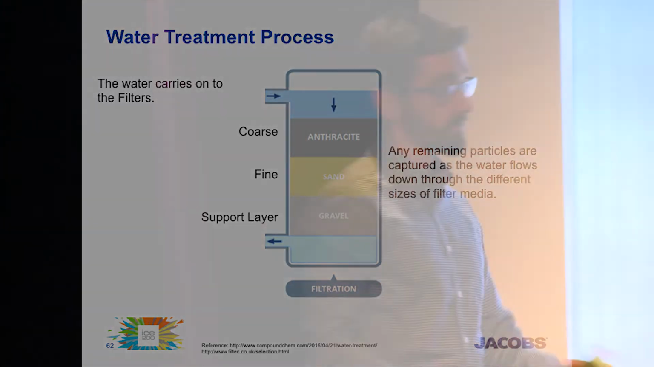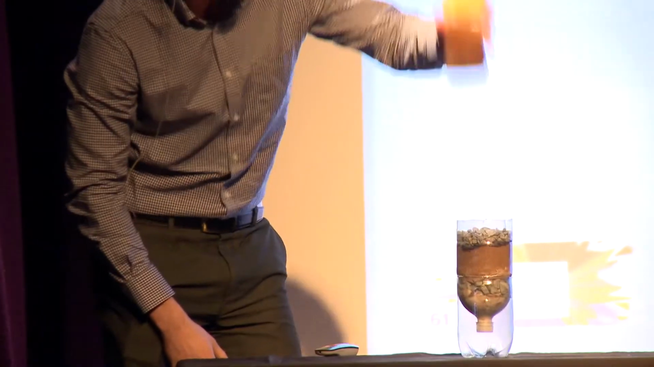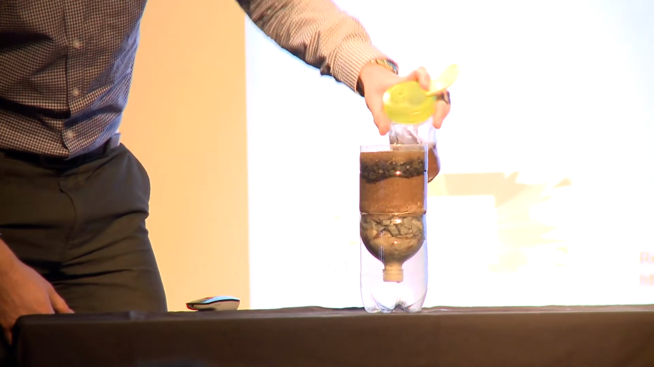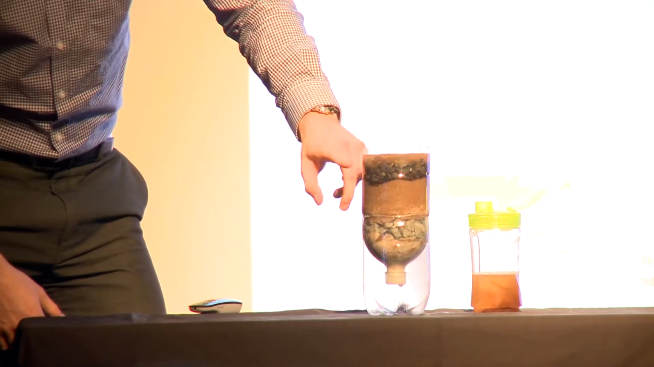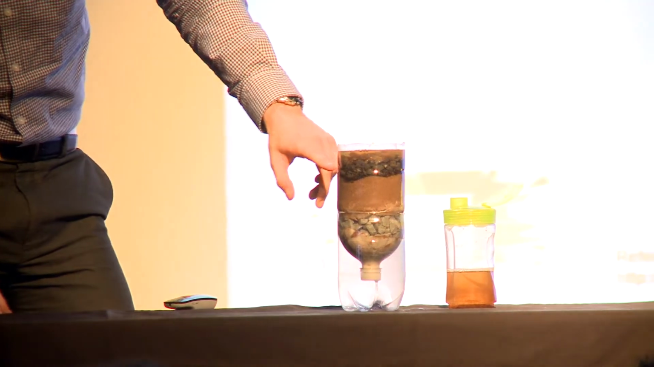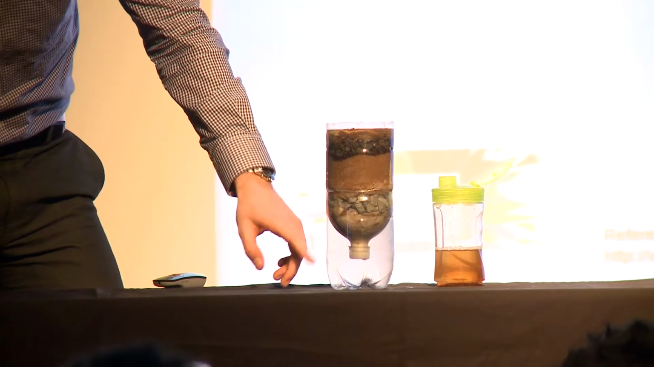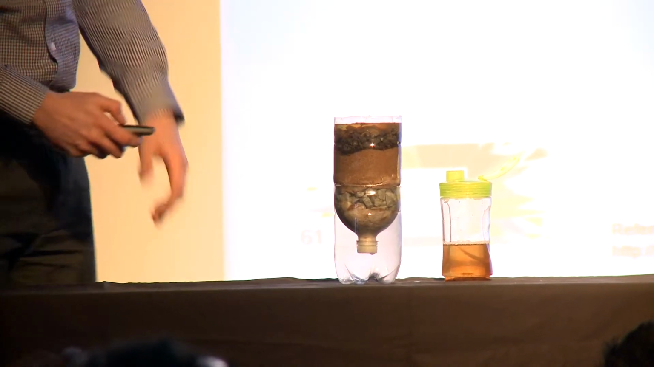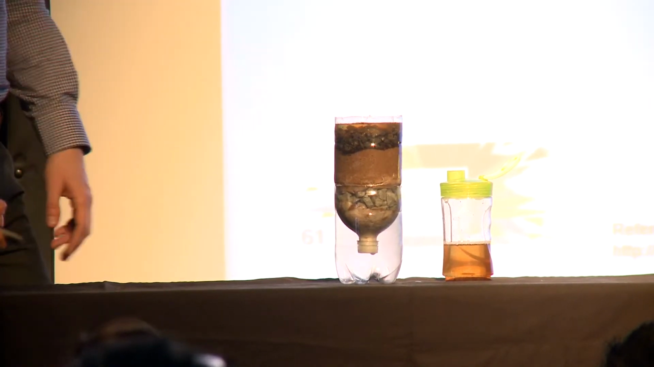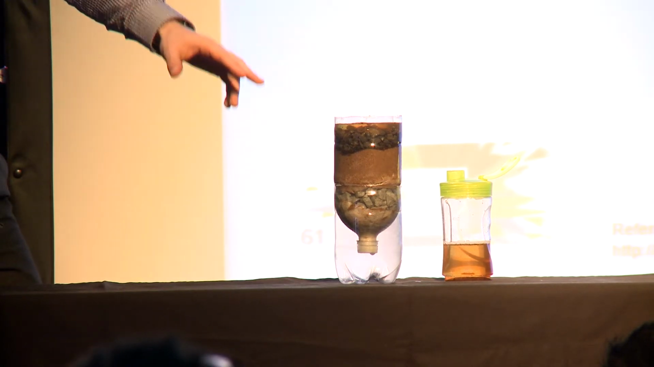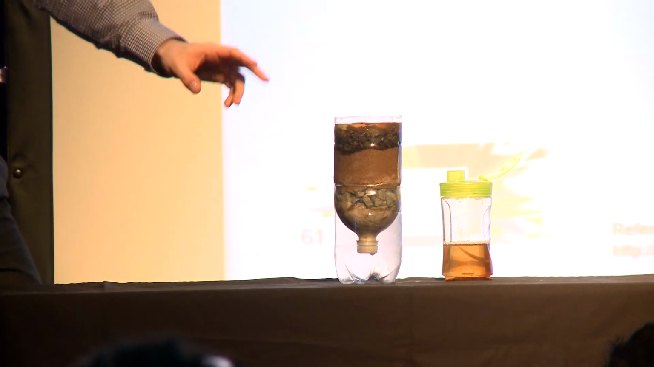The water passes on to a filter. I'll just show you here from a dirty water source going through. It passes down through a level of anthracite, a large, coarse-grained material, down through a fine sand, and eventually will make it out at the bottom of the filter. Any particles that weren't captured in the previous processes should be captured in the fine sand.